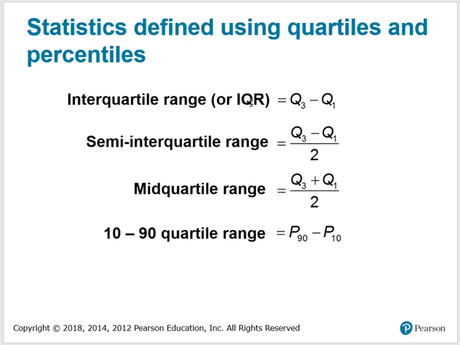Some of the other terms in this section are the interquartile range, that is Q3 minus Q1. The semiquartile range is Q3 minus Q1 divided by 2. Midquartile is Q3 plus Q1 divided by 2. And the 10-90 percentile range, notice they've switched back to percentiles, is the 90th percentile minus the 10th percentile. So we're no longer dealing with quarters anymore.